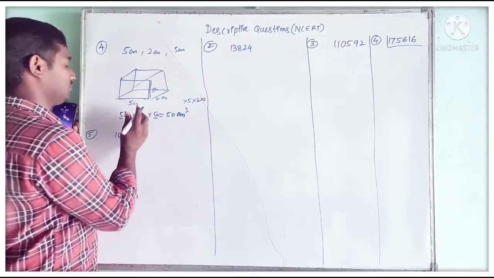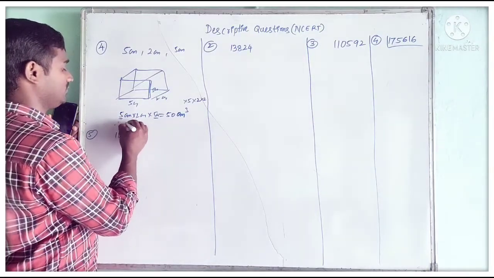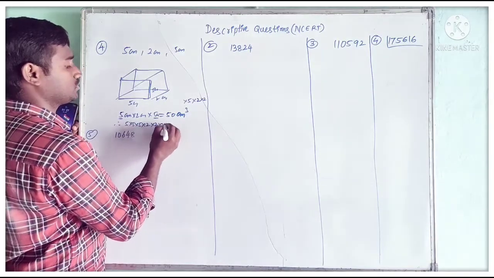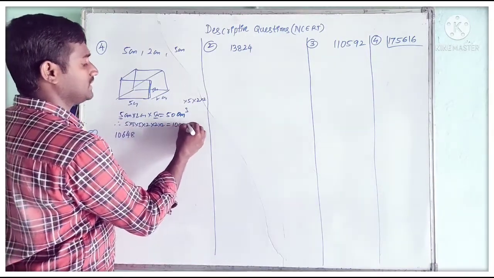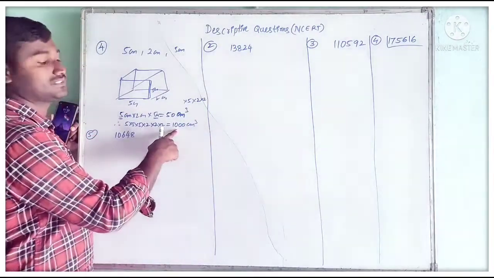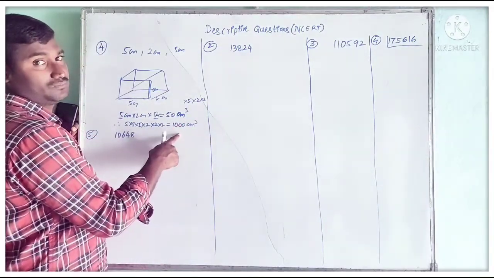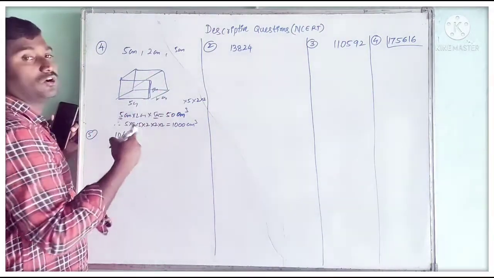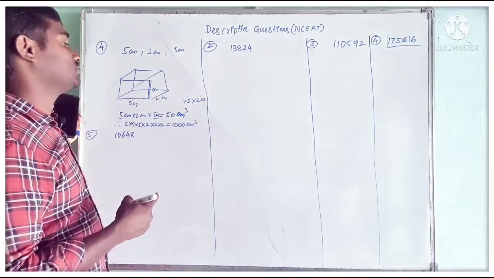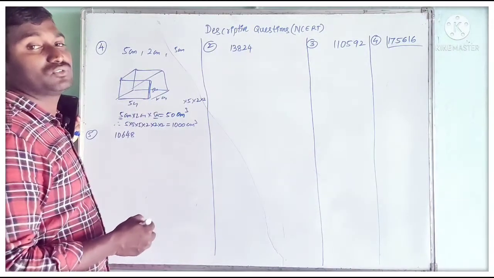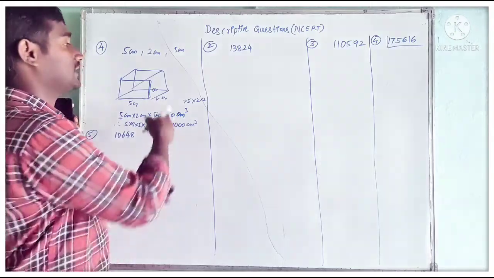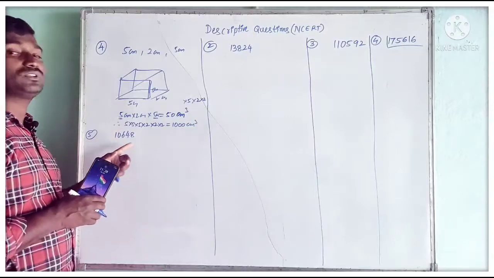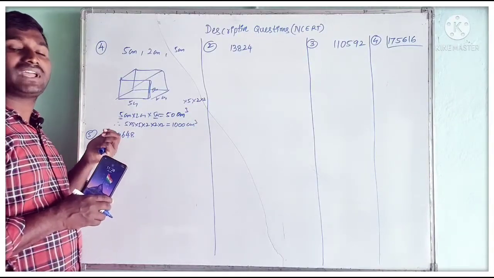So therefore we get 5 into 5 into 5 and 2 into 2 into 2, so it becomes 1000 centimeter cube. 1000 is a perfect cube. So to make a perfect cube from these cuboids, how many cuboids do we need? 20 cuboids. Okay, next question: find the cube root of the following numbers by using the prime factorization method, they said.